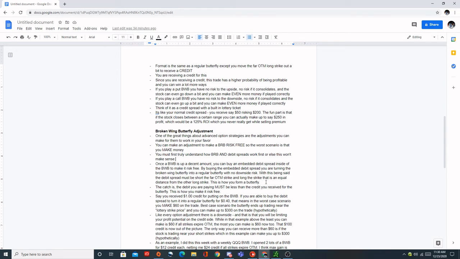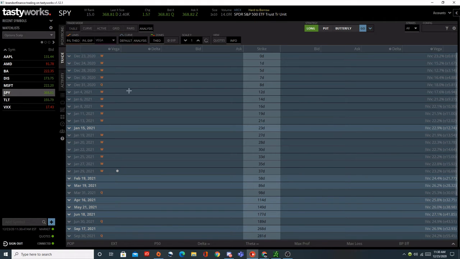each other. Basically, we're taking the broken wing butterfly and turning it into a regular butterfly by closing out the far out-of-the-money strike that is farther away from the other strike, and then we're going to be selling the strike price that is equal to the other strike distance. So I'm going to go over this a bit more, but I'll just show you quickly.